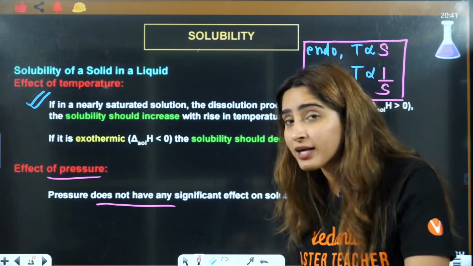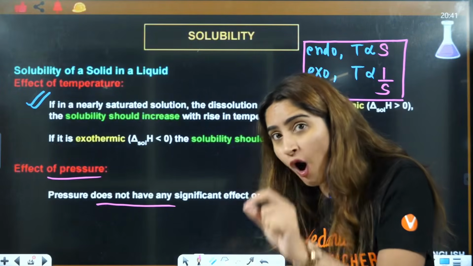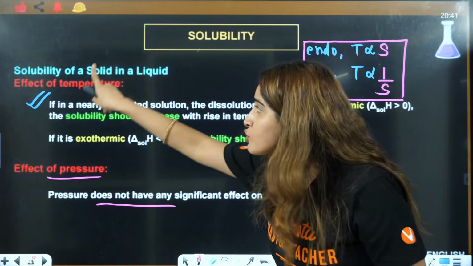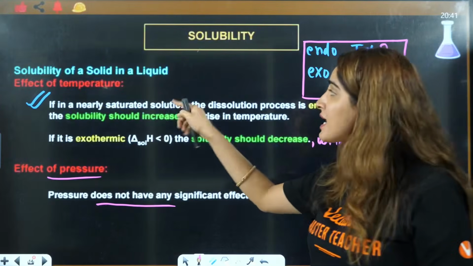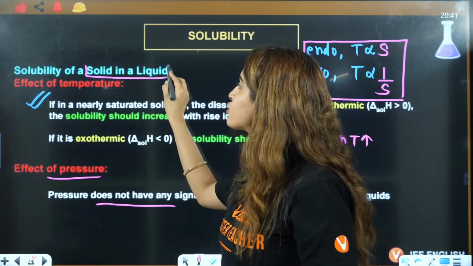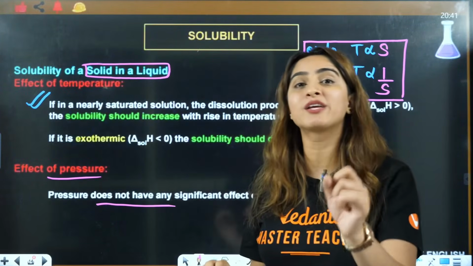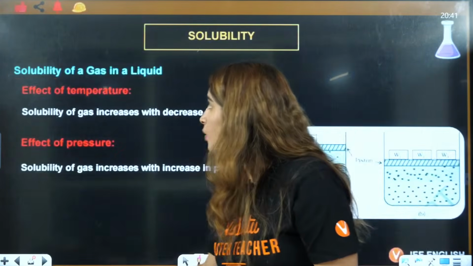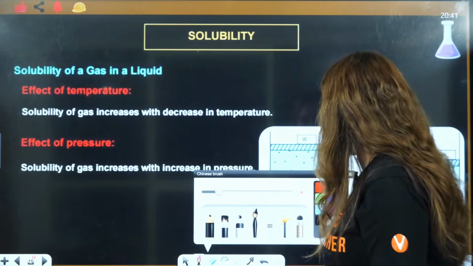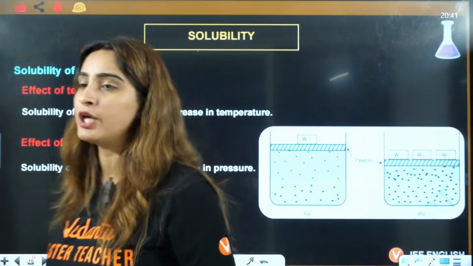That is the reason pressure will have no effect on them. There will be no effect of pressure on a solution which is solid in liquid. Here I am talking about only solids and liquids, not gases and liquids. So now let's talk about gases and liquids.